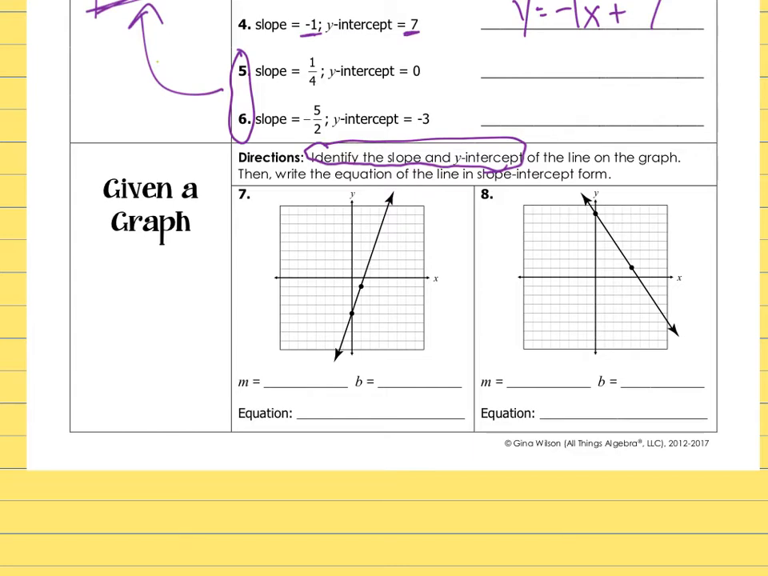So I have to think about where I'm going vertically first. So I see 1, 2, 3. Notice that I'm going up 3 here. Since I'm going up, that's a plus. And then I seem to be going over 1. So that's a plus 1. That means that my slope is rise over run, or 3 over 1, which equals 3.